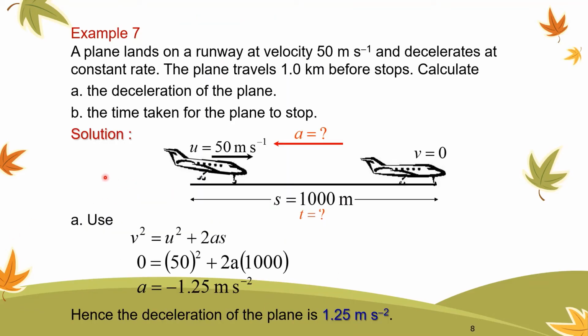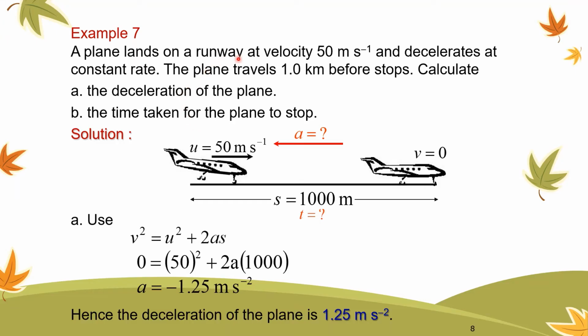Let's do this example. A plane lands on a runway at a velocity of 50 meters per second and decelerates at a constant rate. The plane travels 1 kilometer before it stops. Calculate the deceleration of the plane and the time taken for the plane to stop. Remember that before we choose the suitable equation, we need to list down all the information given in the question.